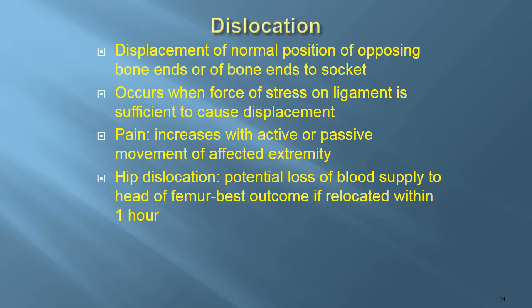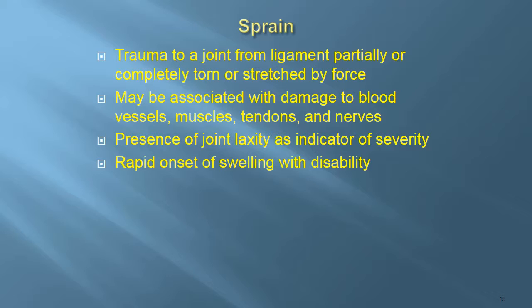A sprain is trauma to a joint from a ligament that is partially or completely torn or stretched by force. It may be associated with damage to blood vessels, muscles, tendons, and nerves. The presence of joint laxity is the indicator of severity. There is a rapid onset of swelling with the disability.